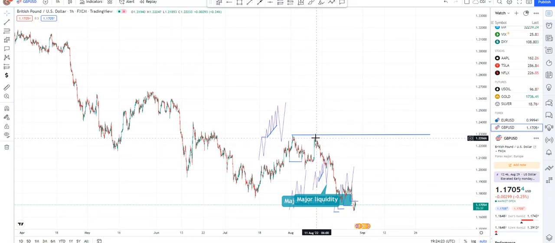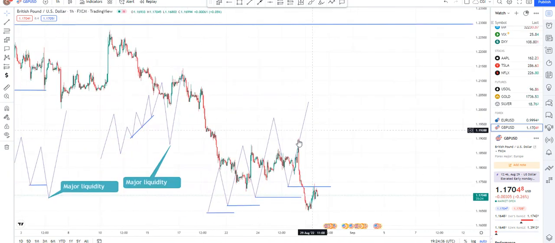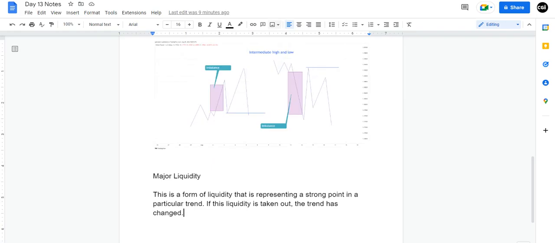It might be this guy as well, but you have to go down and analyze it a little better. But just purely looking at the chart, I would say it is this guy. So basically, major liquidity is the liquidity that must stay intact for your trend to still be valid. Once it gets taken out, that is the end of your trend for the meantime.